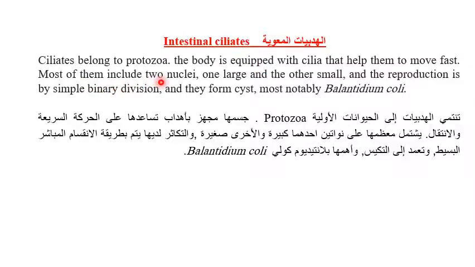Most of them include two nuclei, one large and the other small. The large one is called the macronucleus and the small one is called the micronucleus. Their reproduction is by simple binary division and they form cysts, most notably Balantidium coli. Example of an intestinal ciliate: Balantidium coli.